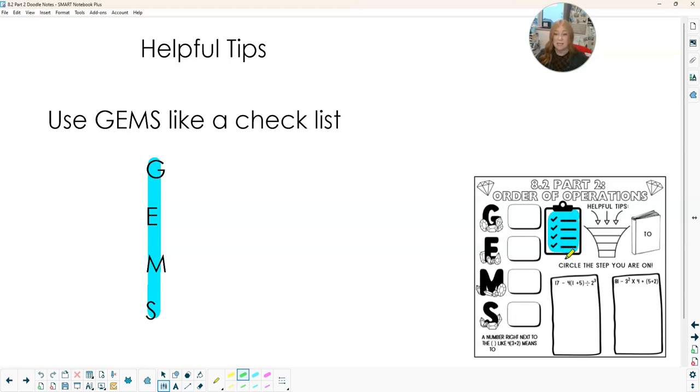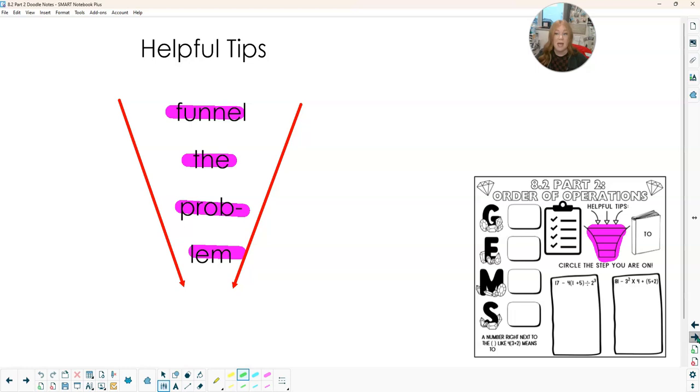So some tips I have for you is I always write GEMS down. So I follow my steps and I use it like a checklist. G, E, M, S. I have to do my groups, check. My exponents, check. Multiply and divide, check. Subtract and add, check. I'm using it like a checklist. We write it down every time. And we're going to funnel the problem. When we funnel something, it's getting less and less down to the bottom. As you're doing this problem, it should be getting smaller and smaller each time.